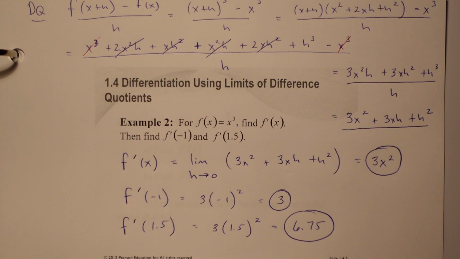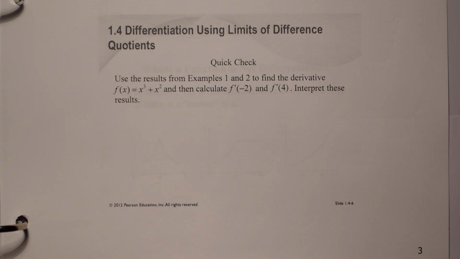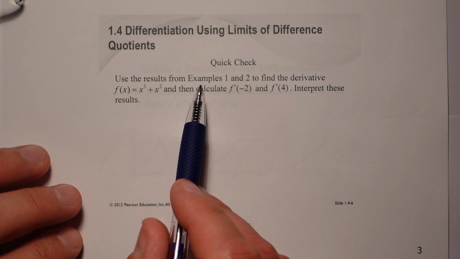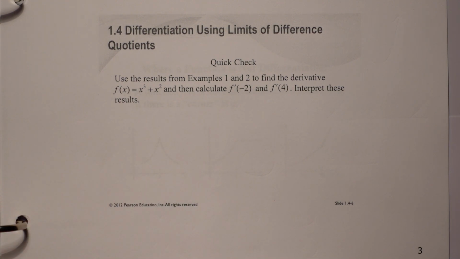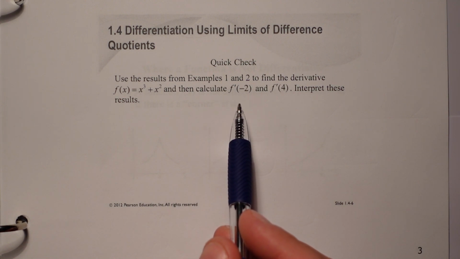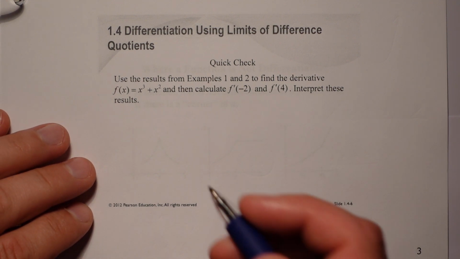Okay, we're going to do one more example for the first part of this lecture. So this is going to be down at the bottom of page 3, and it's basically just going to put some of these ideas together. Remember the previous two examples, we found the derivative for x squared, we found the derivative for x cubed. What they ask us to do in this little quick check here is to use the results from examples 1 and 2 to find the derivative of this new function f of x, which is x cubed plus x squared. And then we'll calculate f prime of negative 2 and f prime of 4. So let's start with the derivative.